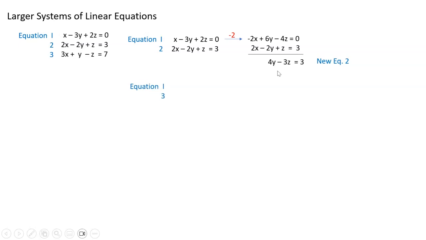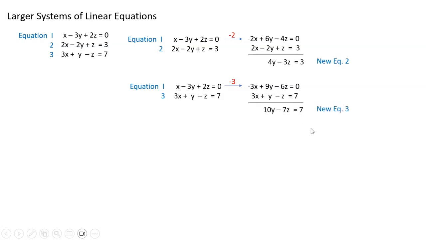Now I'll repeat the process, but we're going to be using equations 1 and 3. So I'm going to multiply equation number 1 by negative 3. After we do that, this is what we should see: negative 3x plus 9y minus 6z equals 0. And then equation number 3, all we do is slide it over, and then we add them. If you notice, the x's are also eliminated. So this becomes my new equation number 3.